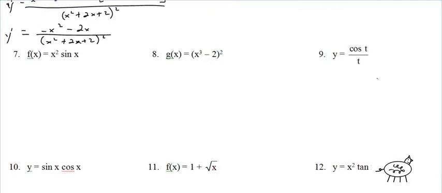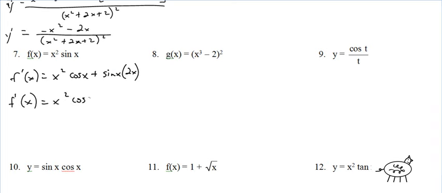Okay, we're going to use the product rule here. So f prime of x, the first times the derivative of the second, plus the second times the derivative of the first. And so we just kind of simplify a little bit. We get x squared cosine of x. It's usually good to put that 2x in front, right? That's pretty standard procedure. Sine of x. Okay, that's it.